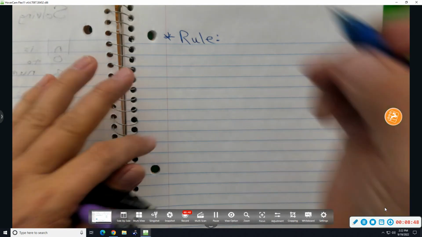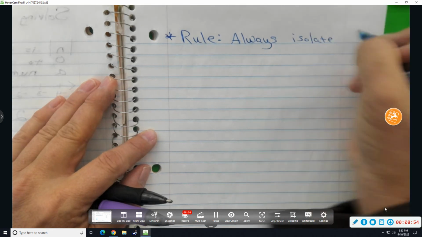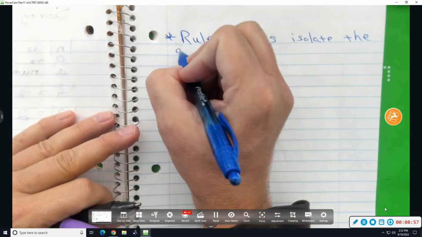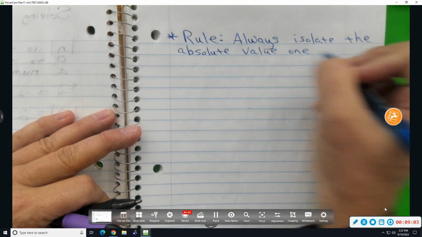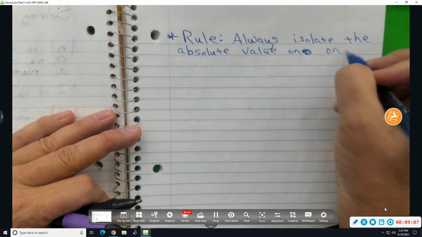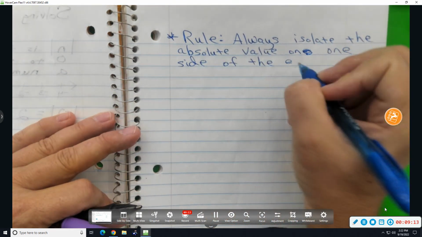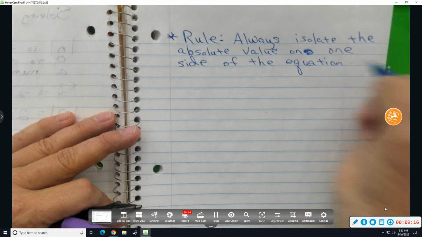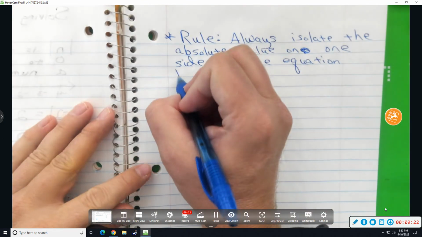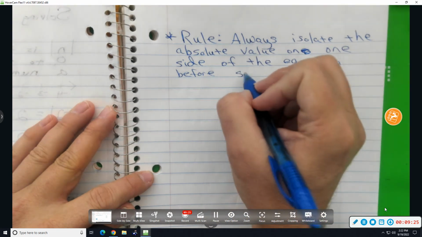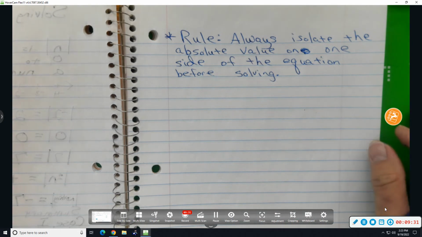You must always isolate the absolute value on one side of the equation. Always isolate the absolute value on one side of the equation before solving. That should be the first thing you do if you notice your absolute value is not isolated on one side.